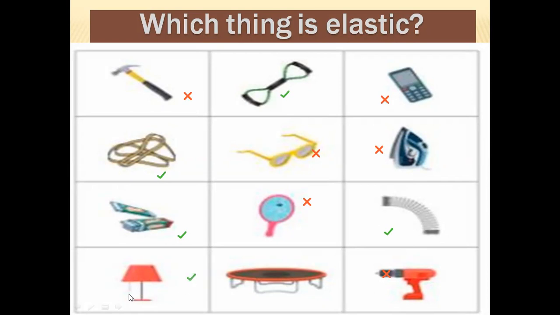When we pull the thread of the lamp, what happens? It is on. When we stretch it again, it is closed. So we can say it is elastic.